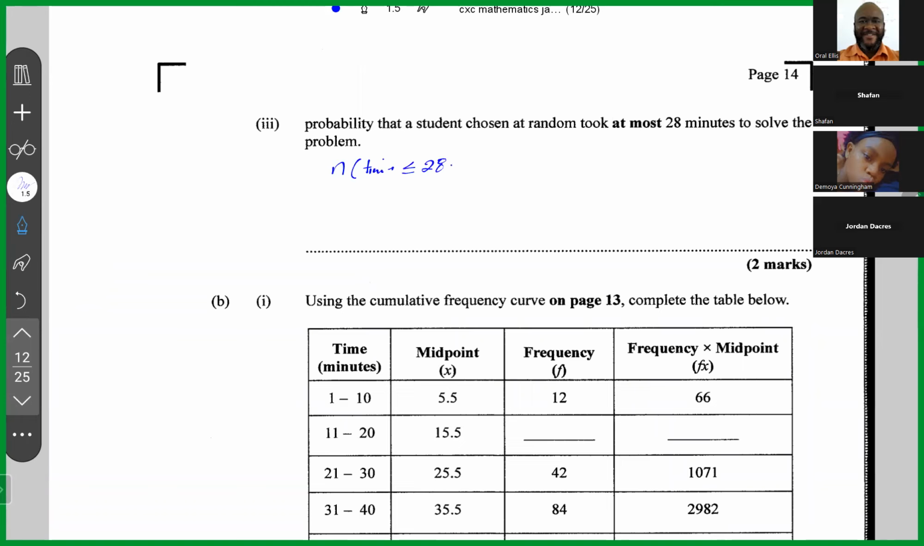That would be 64. So the 64th student, he took 28 minutes. Everybody below him took less than 28 minutes. So himself plus everybody below him is a total of 64 persons. So the probability that the time is less than or equal to 28 minutes is 64 students out of 200 students. So that is my answer.